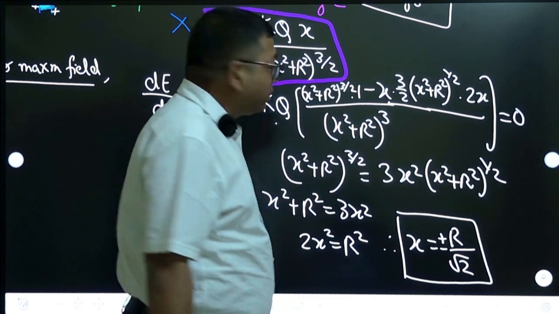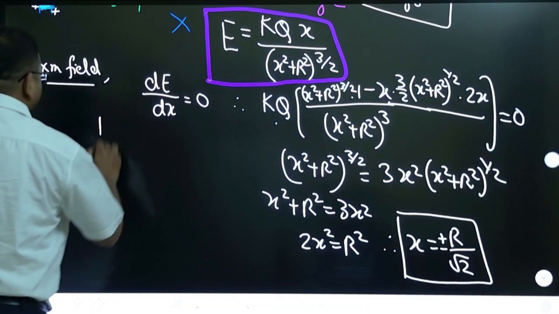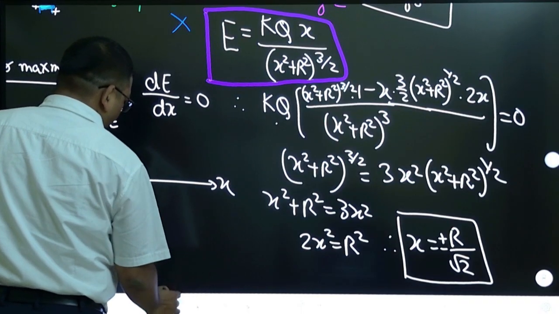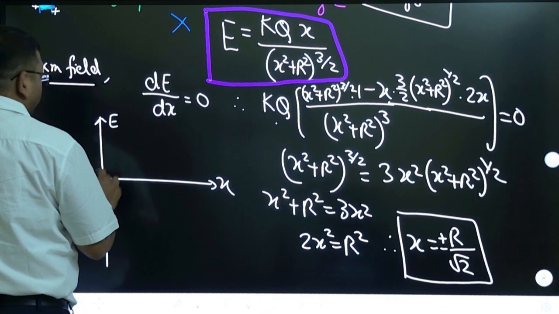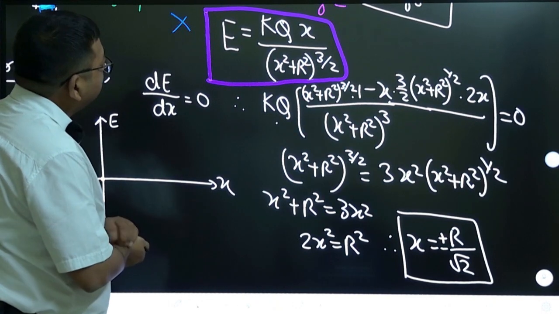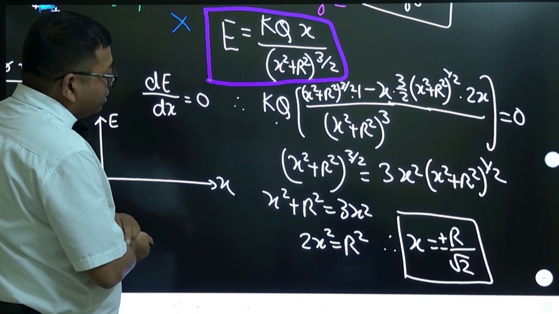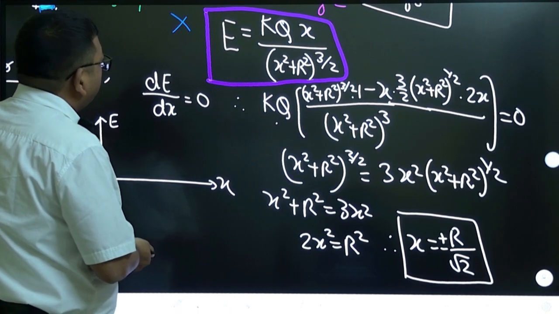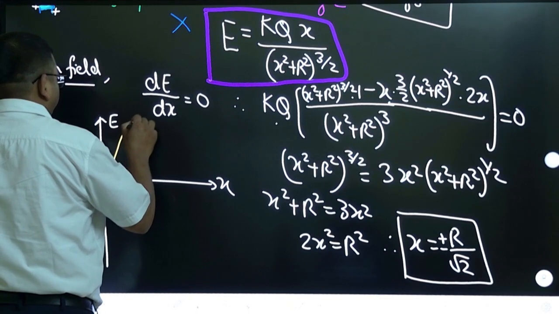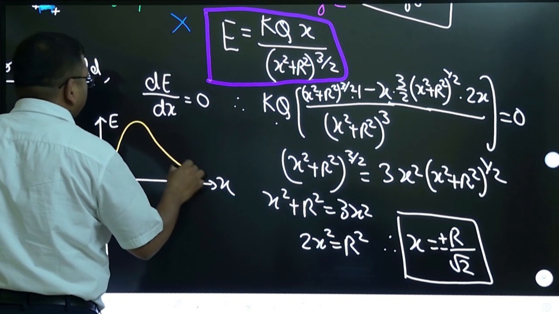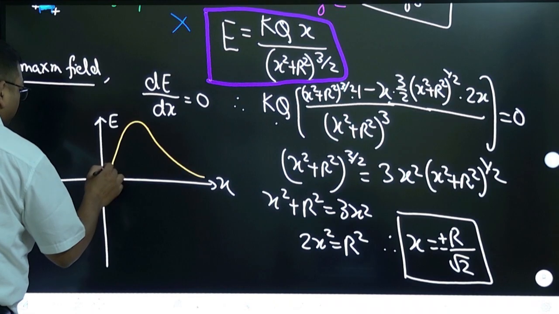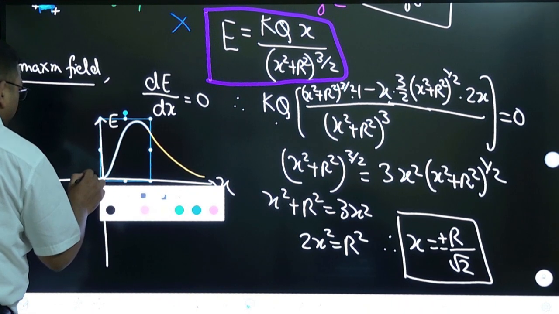So let us try to draw the graph of this field. How does the field look? The field versus x graph, how will it look? When I take x as 0, the field is definitely 0 here. x equal to 0 means field 0, and on the positive side the maximum will come, on the negative side the minimum will come. I think this graph may go like this, and on the negative side the graph will go this way.